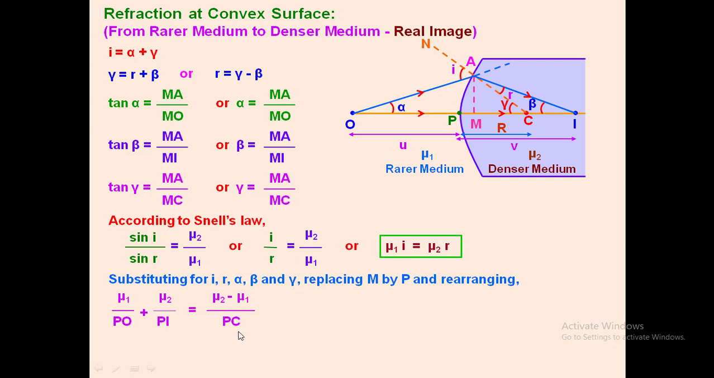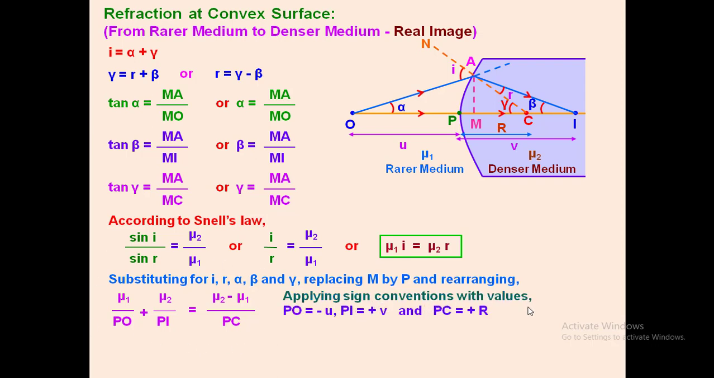Now you follow this step. Arrange all the values here. In place of I, substitute the value as alpha plus gamma and R as gamma minus beta. And we have alpha, beta, gamma values substituted. In place of M, please keep P. You will get this equation.